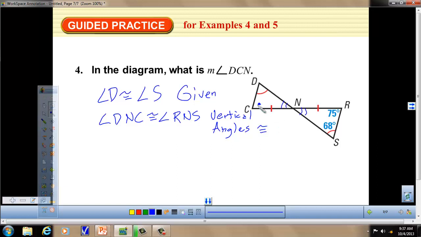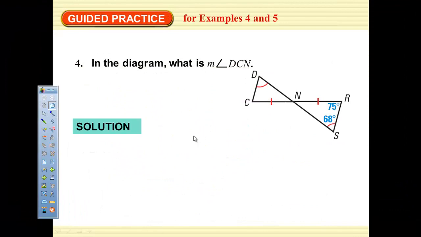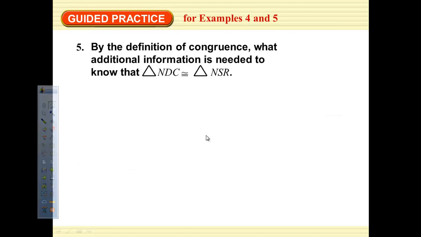And so therefore angle C and angle R should be congruent. So the measure of angle DCN should equal the measure of angle NRS, which is 75. And the reason for that is the third angles theorem. Again, we know those are congruent and those are congruent, so the third angles theorem tells us that DCN is 75 degrees.